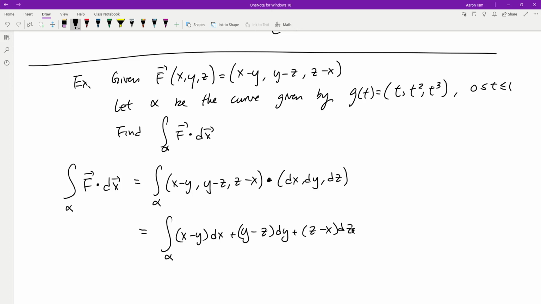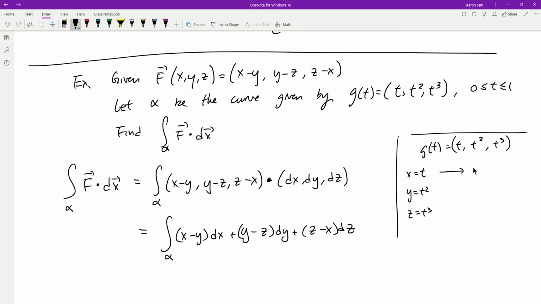Therefore, we now need a way to calculate this integral. The main idea is to change it into a single variable integral, meaning we have to relate dx, dy, and dz all together into one single variable. And we have that right here. We know that g of t is t, t squared, t to the third. This implies x is t, y is t squared, z is t to the third. And therefore dx is equal to dt, dy is equal to 2t dt, dz is equal to 3t squared dt.